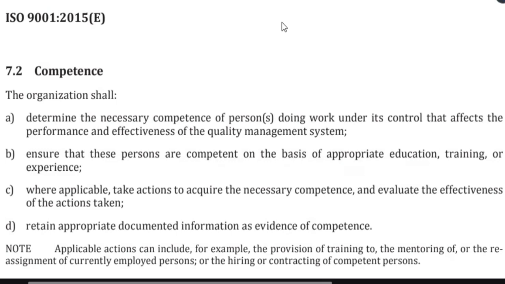In clause C, the standard requires, where applicable, take action to acquire the necessary competence. Where applicable, if you find in some cases the level of competence is not adequate and it has to be enhanced or improved, in that case, the organization needs to take action to acquire this competence. And this can be by providing additional training, co-working, hiring external resources or whatever.